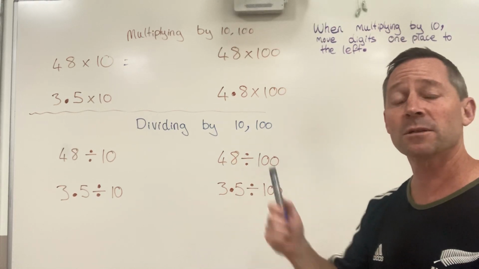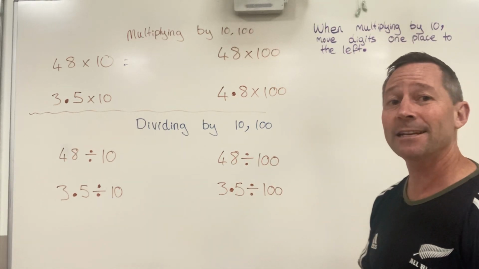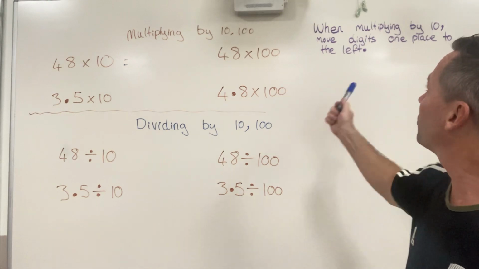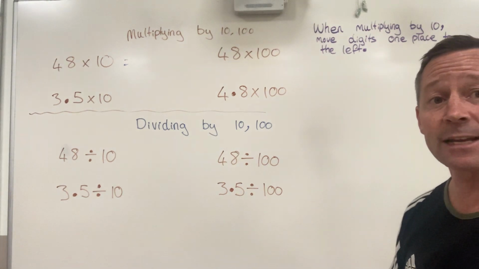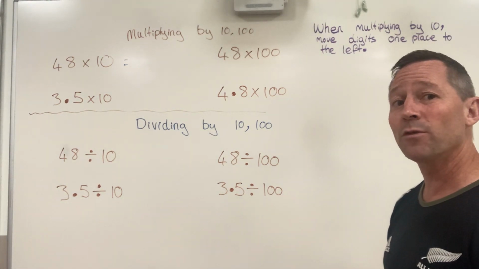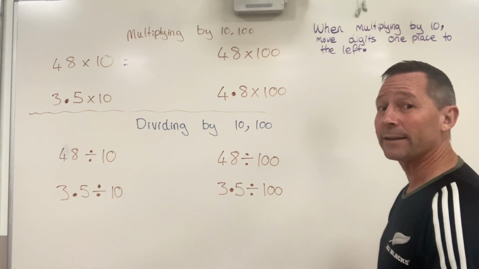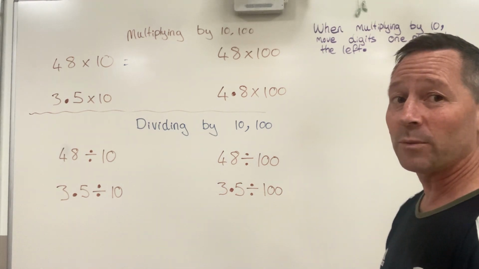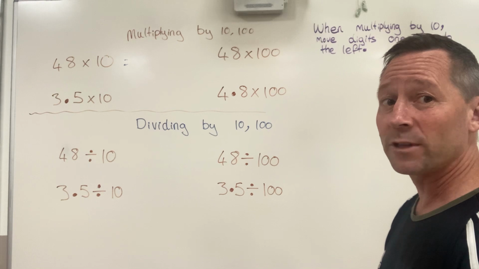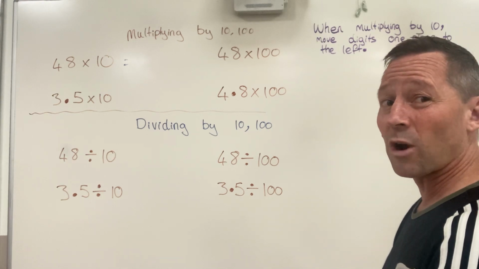Hello, grade 6. We're looking at multiplying numbers by 10 and 100. When we multiply numbers by 10, we actually move the digits one place to the left. When we divide by 10, we move the digits one place to the right.